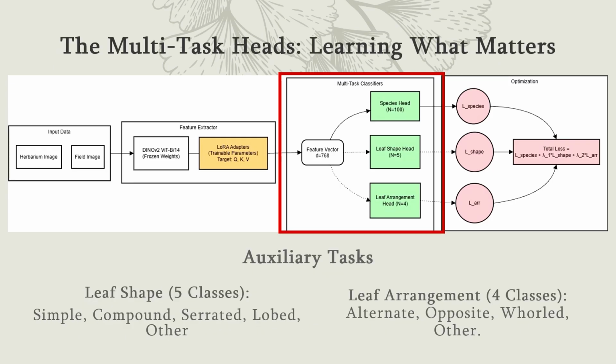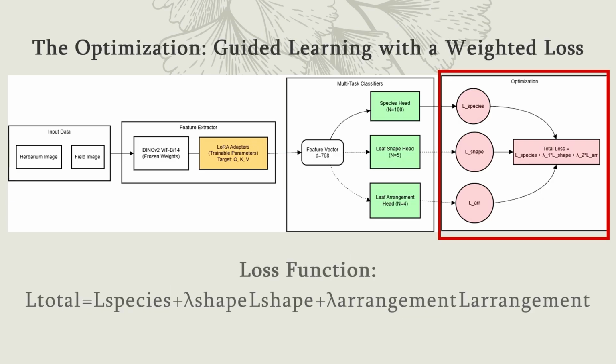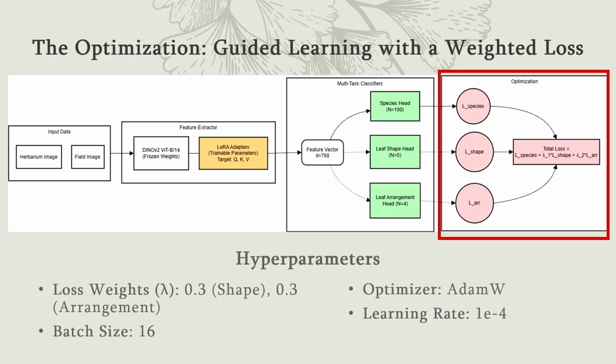The backbone's feature vector is fed into 3 parallel heads, one for the main species task and 2 auxiliary heads that classify 5 leaf shapes and 4 arrangements, which helps the model to learn the plant's core domain-invariant structure. To train the network, we use this weighted loss function, which balances the main species task with guidance from our auxiliary heads. Specifically, we set the loss weights to 0.3 for both shape and arrangement and use the AdamW optimizer with a learning rate of 0.0001.